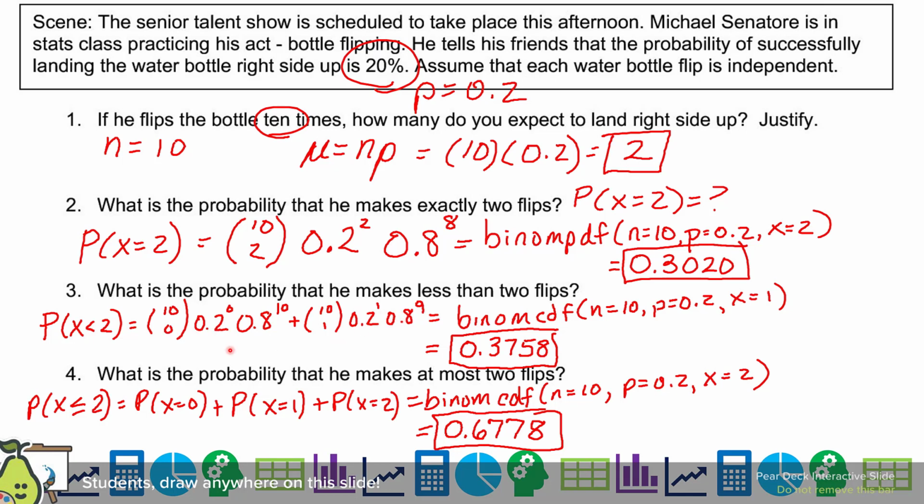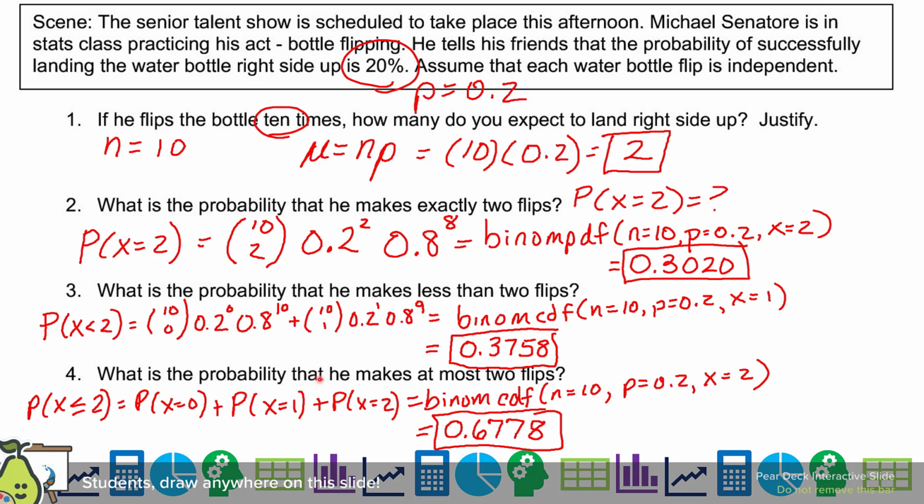I want to see it on the Peardeck, but you can copy it down onto your notes if you like. And then again, the shortcut for an at most 1 is binomCDF, n is 10, p equals 0.2, x equals 1, and you get 0.3758.